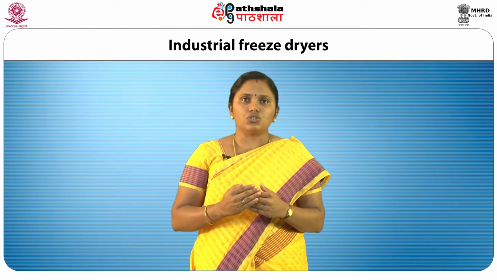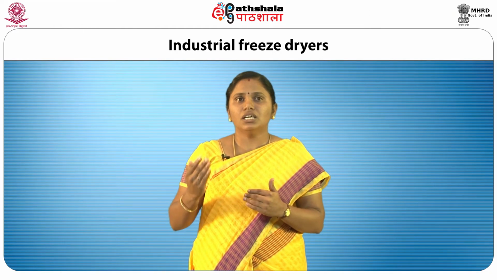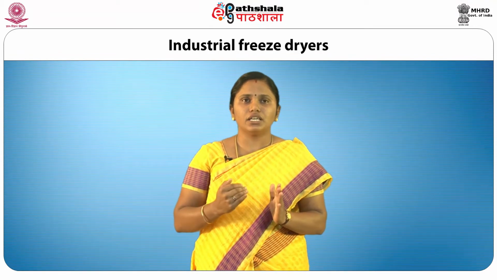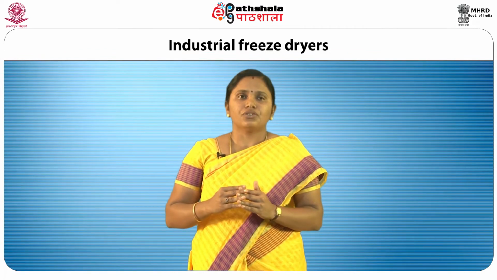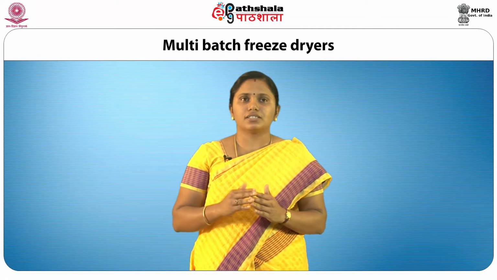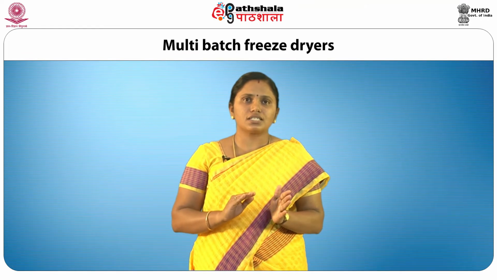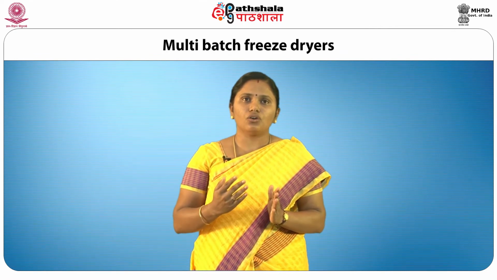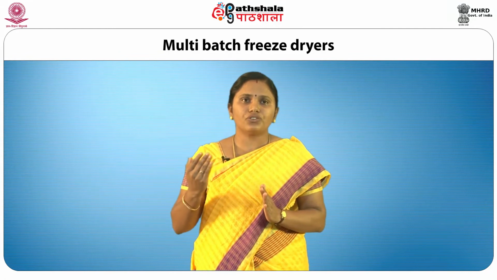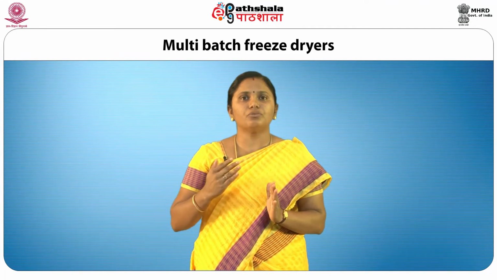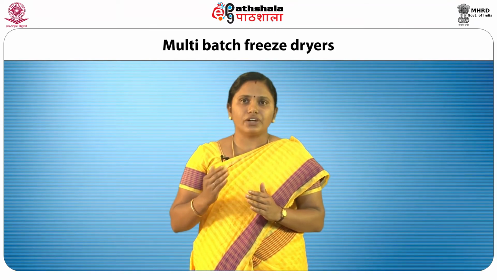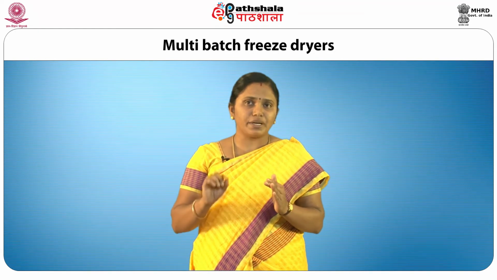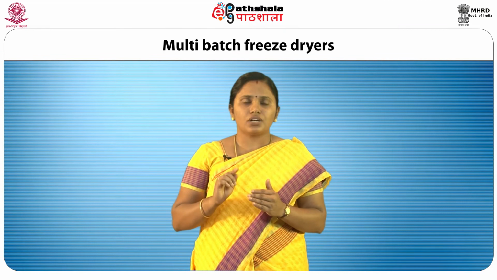For industrial applications, large capacity dryers with continuous production are required. The following industrial dryers are employed in food processing industries. The first one is multi-batch freeze dryers. Utilization of resources is minimum in batch type dryers. So as to increase the utilization of available resources, multi-batch freeze dryers are introduced with a number of batch cabinets. In this type of dryer, different types of products are dried simultaneously, and this is in practice in most of the industries to dry food materials.